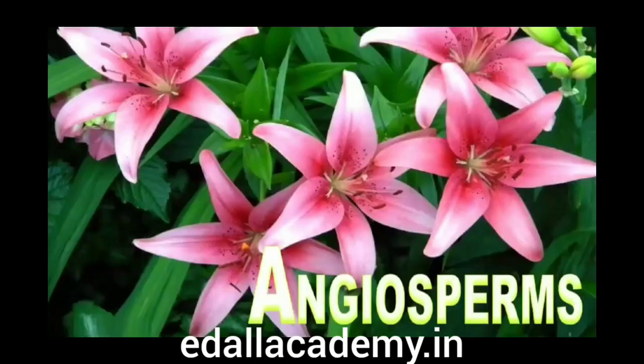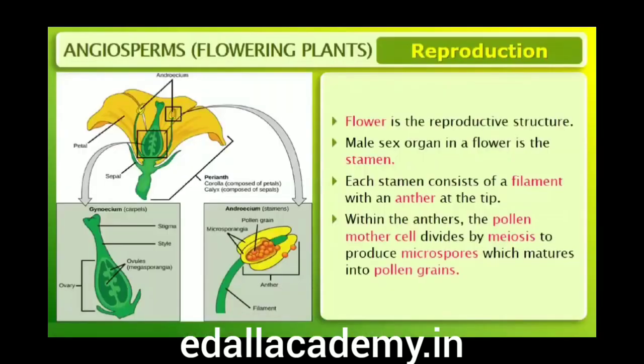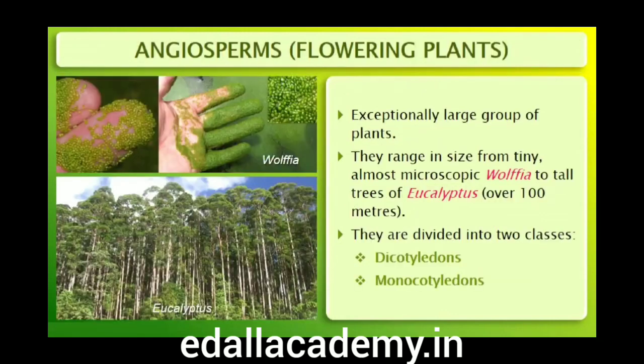3.5 Angiosperms. Unlike the gymnosperms where the ovules are naked, in the angiosperms or flowering plants, the pollen grains and ovules are developed in specialized structures called flowers. In angiosperms, the seeds are enclosed by fruits. The angiosperms are an exceptionally large group of plants occurring in a wide range of habitats. They range in size from tiny, almost microscopic Wolffia to tall trees of Eucalyptus, over 100 meters.